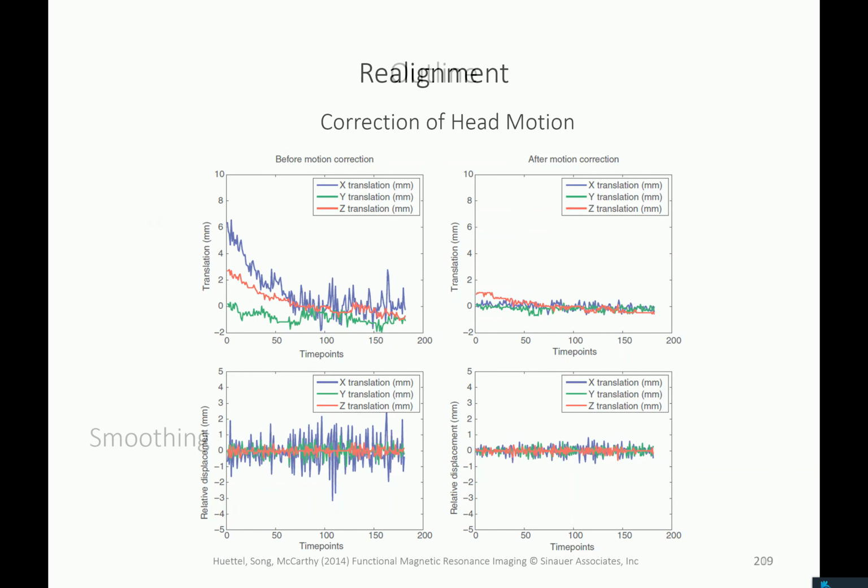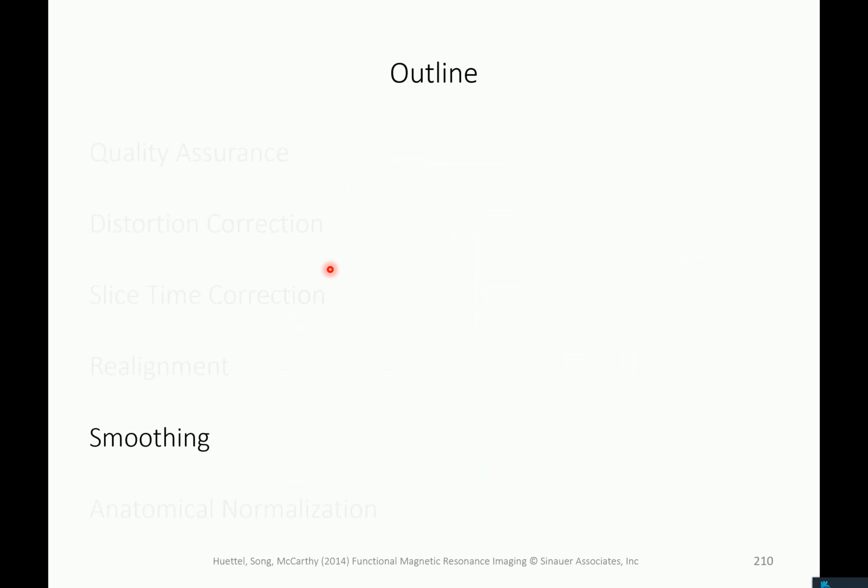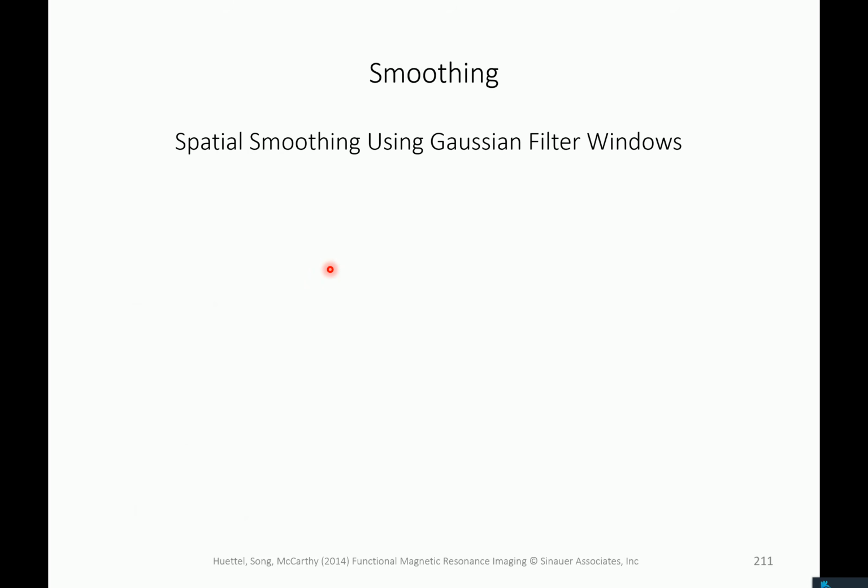Good. This shows that it works. And my favorite topic, smoothing. So maybe to come back, the first thing that makes sense in terms of data preprocessing from my perspective is definitely quality assurance, to look at the raw images and then do realignment, because then you do some motion correction, you get rid of some motion artifacts, and you have motion corrected your data.